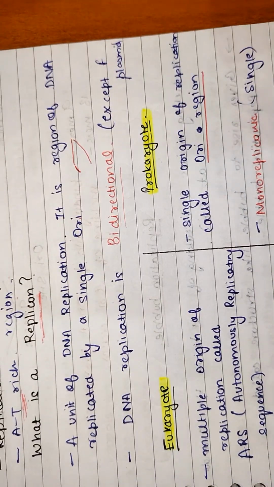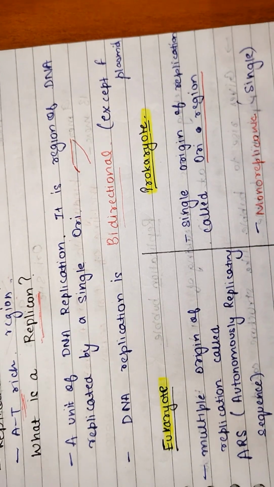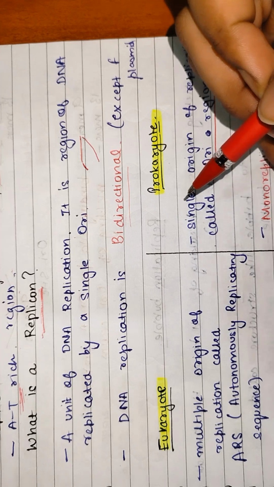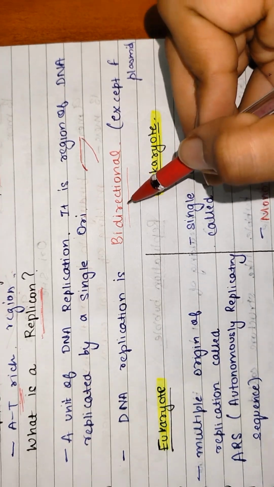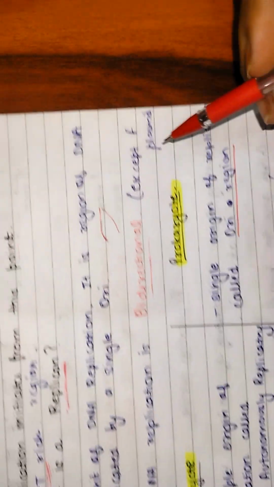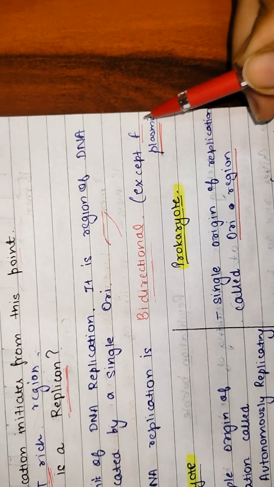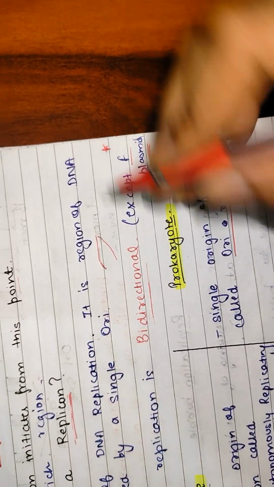The DNA replication is bidirectional, that is, it proceeds in two directions because the polarity of DNA strands are opposite to each other. One is in 5' to 3' direction, another is in 3' to 5' direction. So the DNA replication is also bidirectional, except in the case of F plasmid. In F plasmid, the DNA replication is unidirectional.